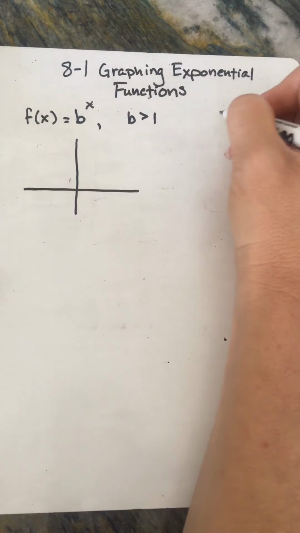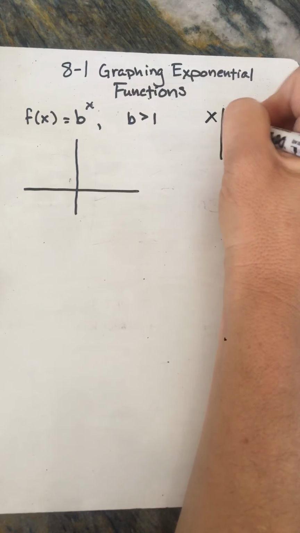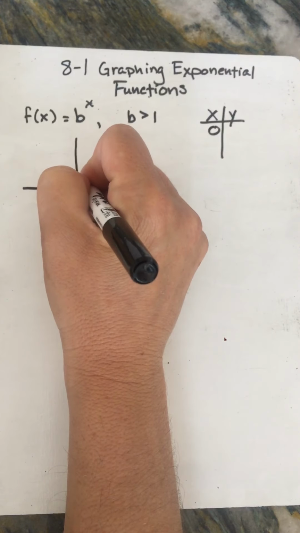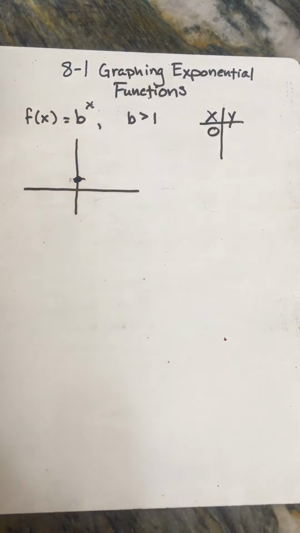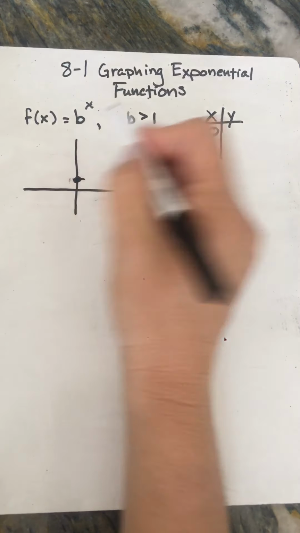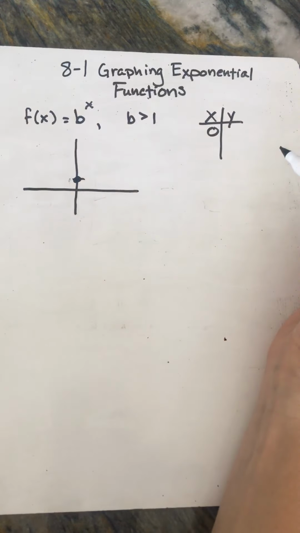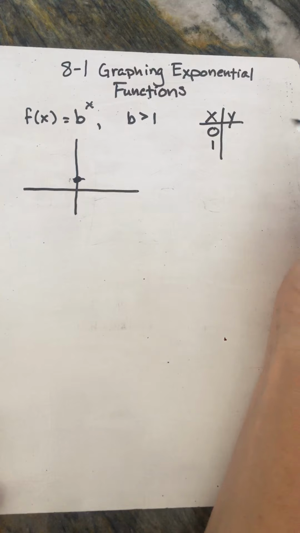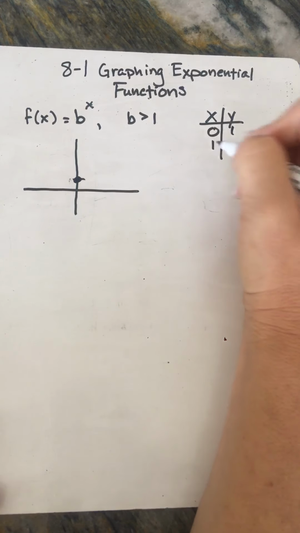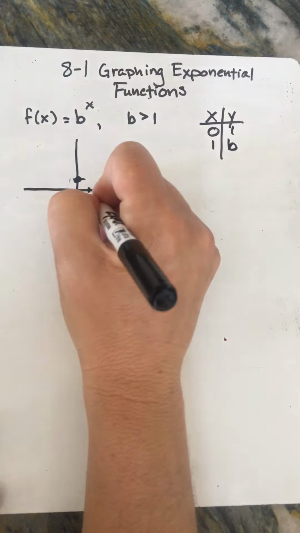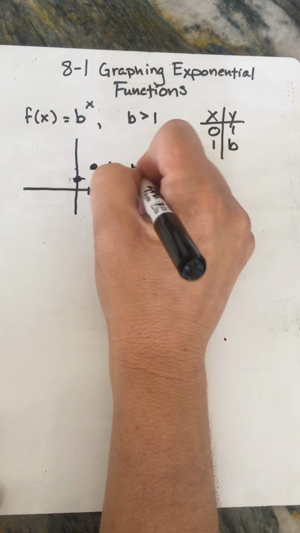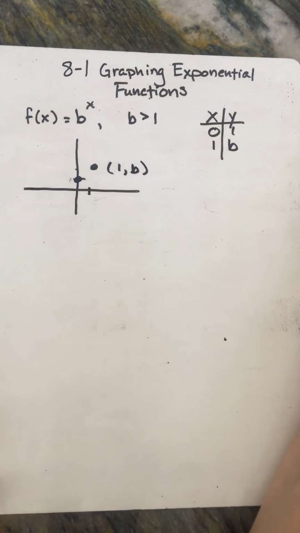All right, so let's just do a little chart here, a little table. If x is 0, b to the 0 power is 1. So you know it's going to go through the y-axis at 1. Regardless of the value of b, when x is 0, your output is 1. What if x is 1? If x is 1, then your output is b. So you're going to go over 1 and up some arbitrary value of b. So I'm just going to write 1 comma b as that coordinate. I don't know where b is because I don't know the value of it, but I know it's up here and it's larger than 1.